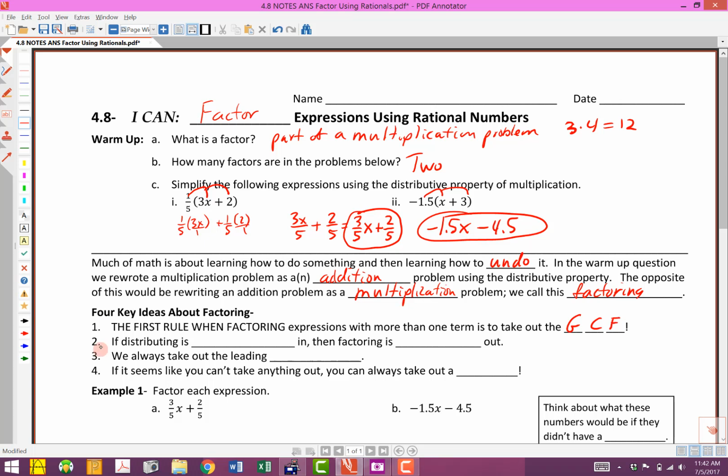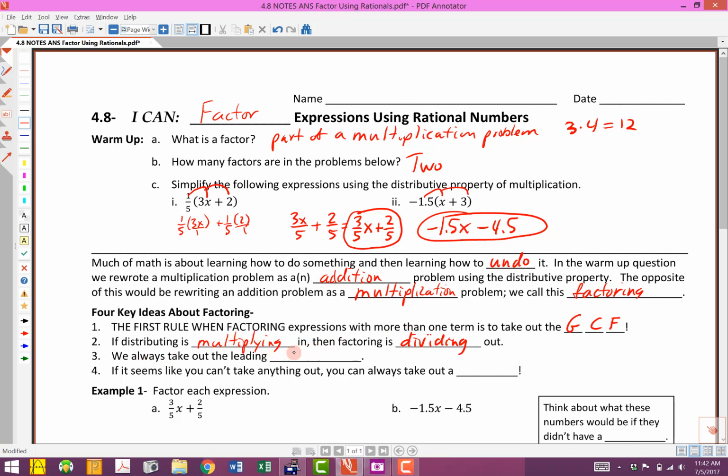So the second thing that we want to keep in mind is if distributing is multiplying in, then factoring is the opposite. It undoes that. So it would be dividing out. What undoes multiplying, or the opposite of multiplying, would be dividing, and the opposite of in would be out.